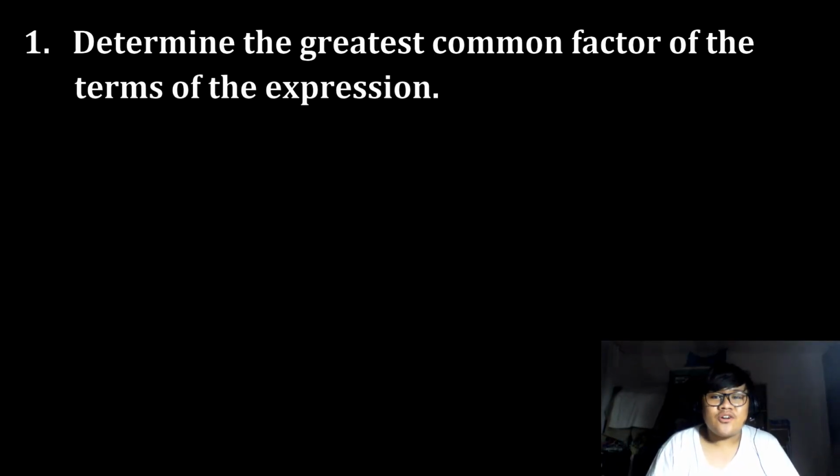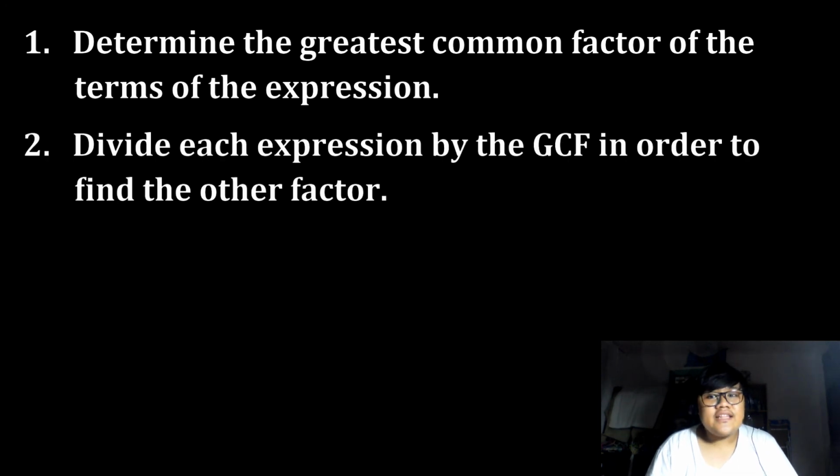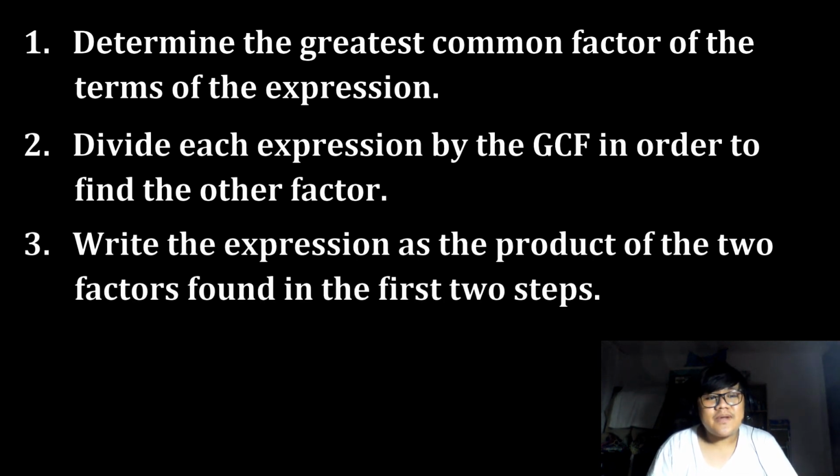I-summarize natin yung mga napansin natin dito. In order to factor out an expression through its greatest common monomial factor, kailangan gawin natin ang mga sumusunod. First, determine the greatest common factor of the terms of the expression. Mas madali kung unahin nating i-consider ang numerical coefficient bago ang variable coefficient. Second, divide each term by the GCF in order to find the other factor. And third, write the expression as the product of the two factors found in the first two steps.